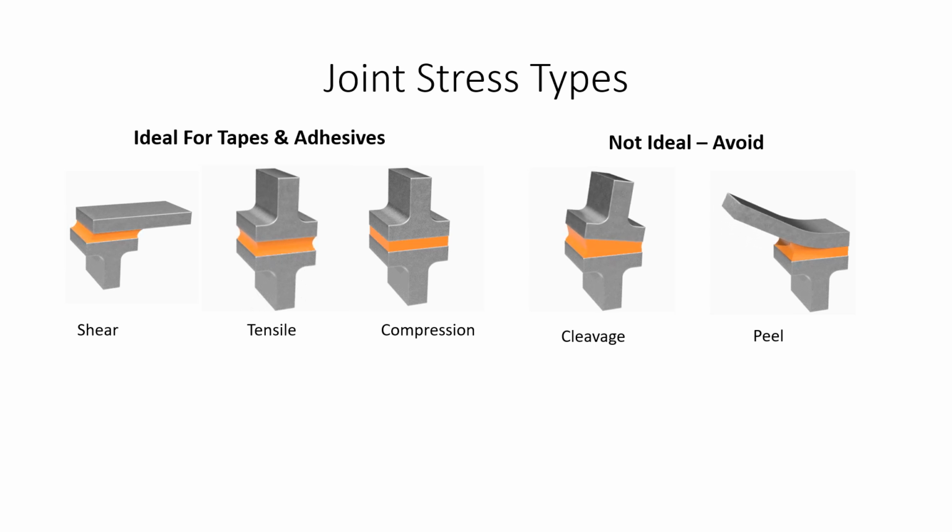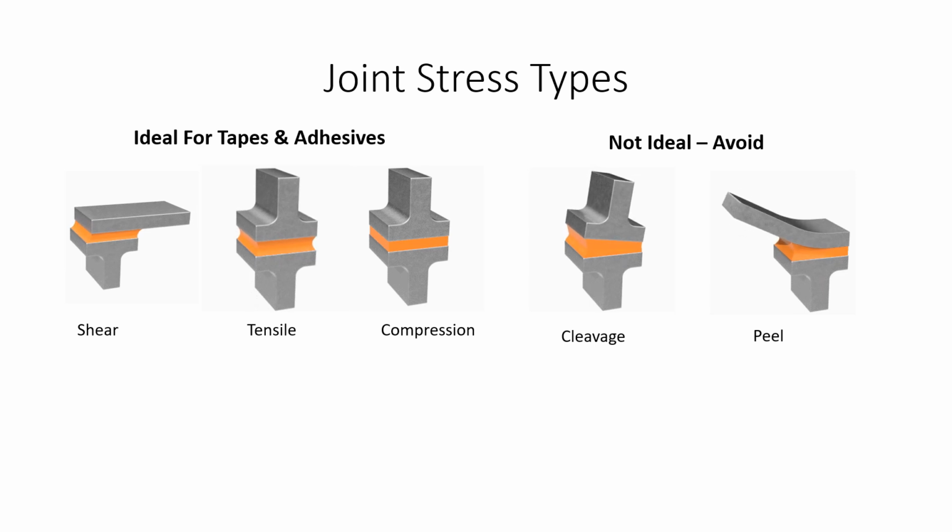Here are some different joint stress types. On the left-hand side, you see different stresses that are very good for tapes and adhesives, and you see some on the right side that are not ideal for tapes and adhesives. I'll go over each stress type. The first one on the left here is shear or overlap shear strength or stress. This is very important as it's very commonly seen in the applications that we work in.